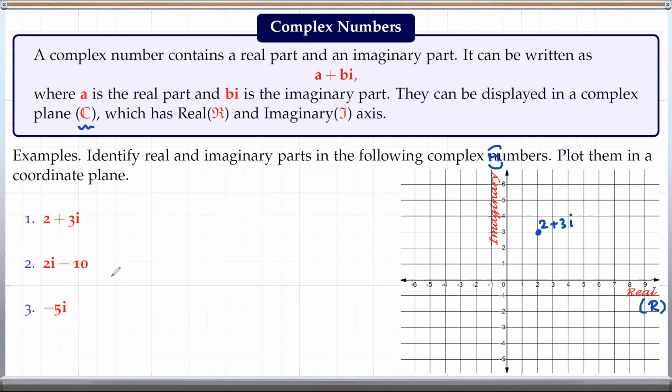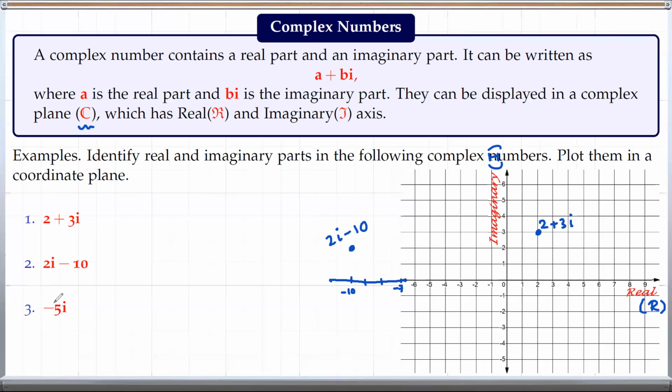We have 2i minus 10. So the real part is -10, which is somewhere here. I'm going to have to extend this. So -7, 8, 9, 10. -10 is here. So the real part is -10, and the imaginary part is 2i. So we have that over here. So this is the point corresponding to 2i minus 10.